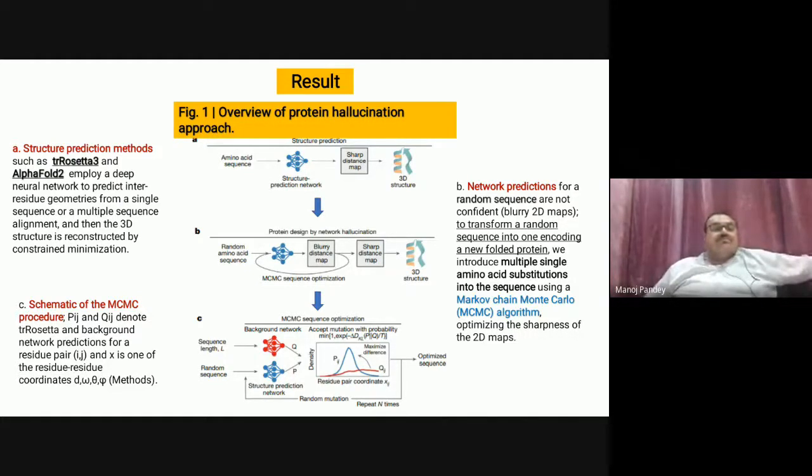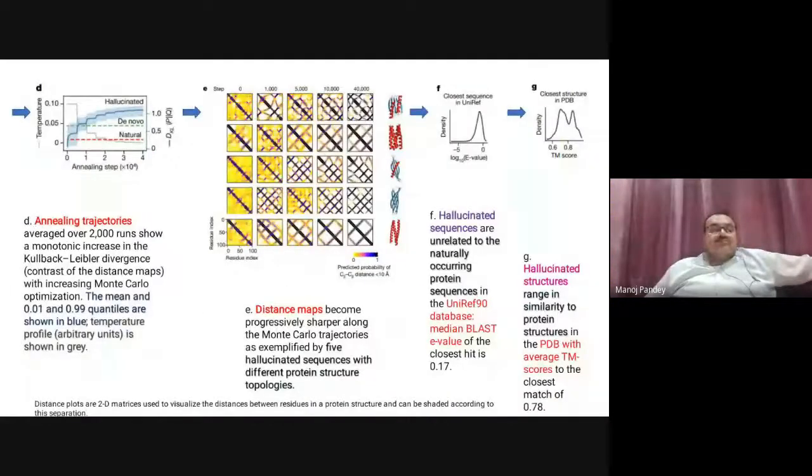This is a method that makes use of random numbers to solve problems for which it is difficult to calculate the answer exactly. The third is a systematic view of the MCMC procedure. In D, the graph is showing that the trajectory, the average over 2000 runs, shows a monotonic increase in the Kullback-Leibler divergence with increasing Monte Carlo optimization.